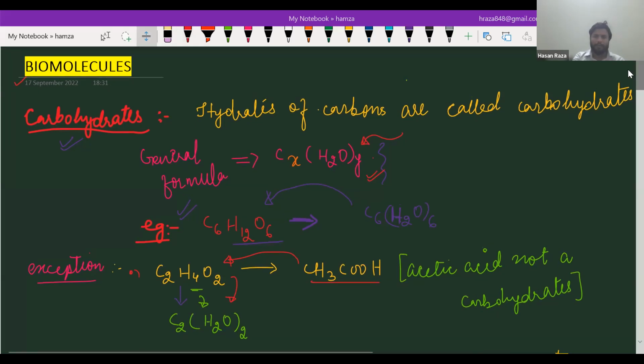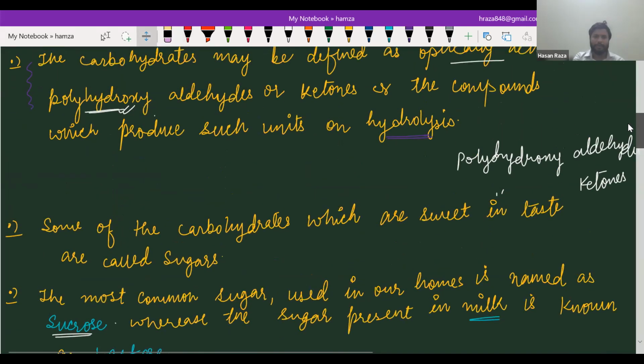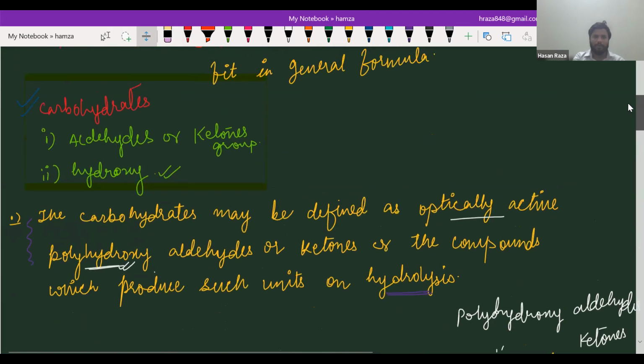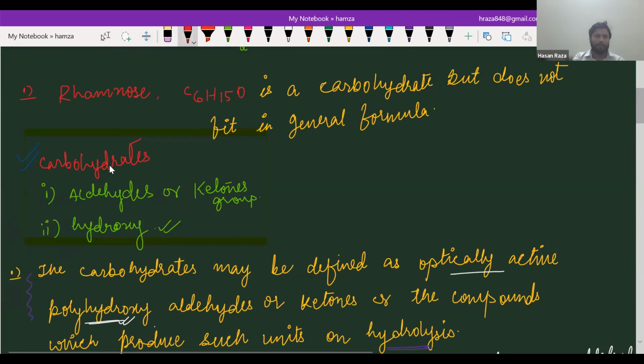Okay, please take this screenshot from here also. Rhamnose is a carbohydrate that doesn't fit in that general formula, but is a carbohydrate. Please take a screenshot of this. Carbohydrates are later defined as compounds that contain either a ketonic group or an aldehyde group with polyhydroxy. Hydroxy means OH. Okay, very good, Ali.